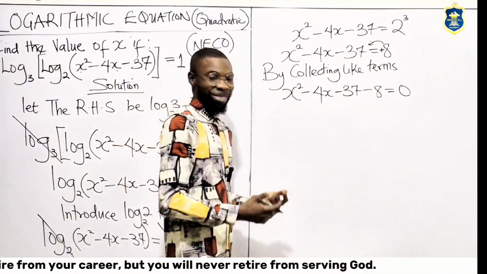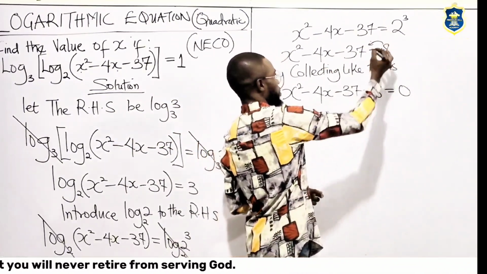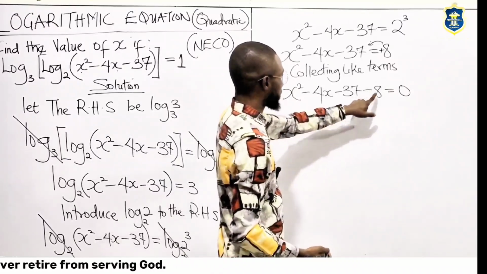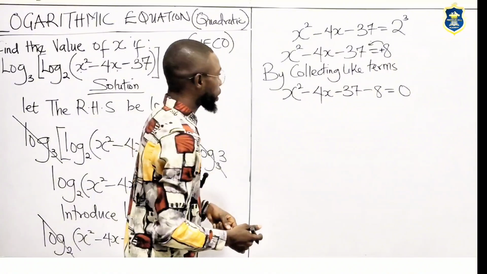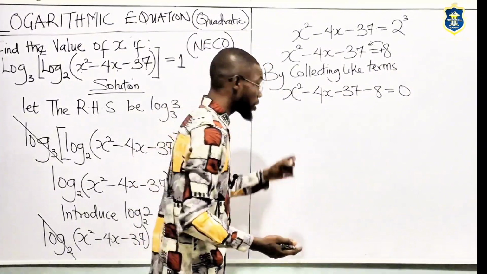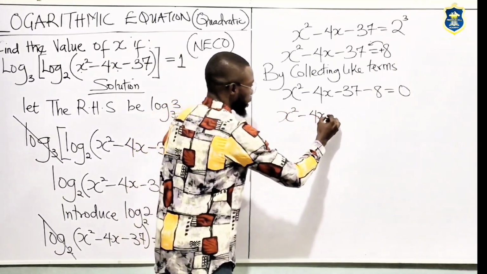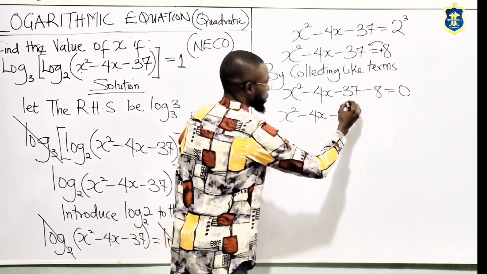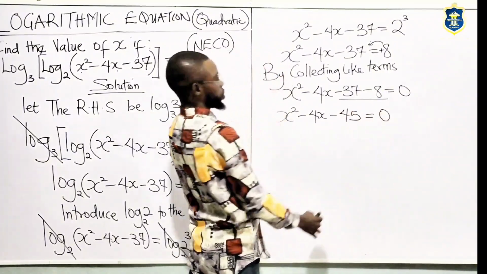That's not really easy, and this is just the layman explanation for you to understand. If the plus crosses, it becomes a minus. That's why we have a minus here. The 0 there means that there is nothing out there. So look at this. Minus 37 minus 8, what are we going to get? It's going to be minus 45, such that our equation becomes x squared minus 4x minus 45 is equal to 0.